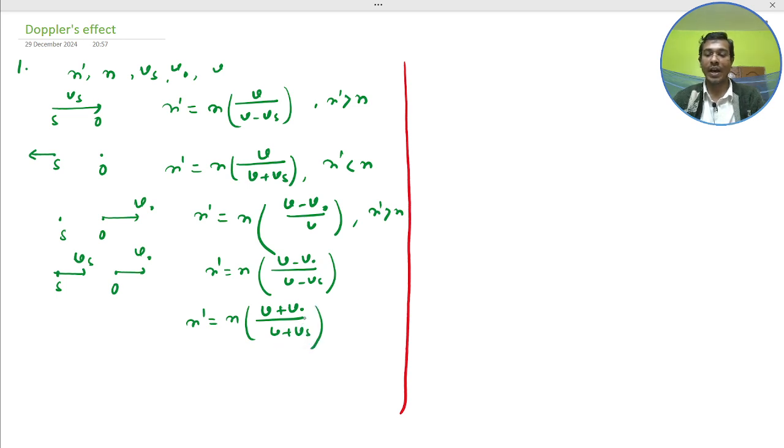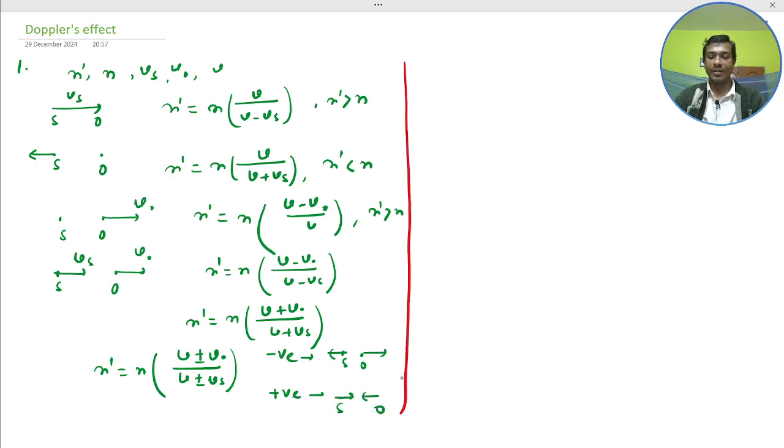When both are moving away from each other, n dash is equal to n V plus or minus V naught divided by V plus or minus Vs. The sign is positive or negative depending on direction: when the source and the observer are moving in the other direction it is negative, and in the same direction it is positive.